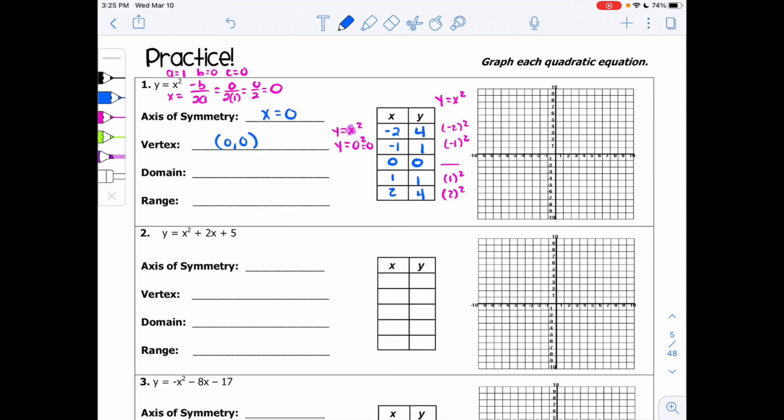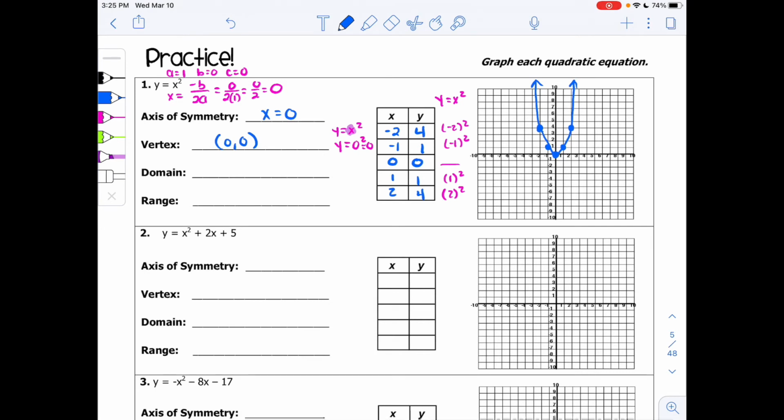So I'm going to start with my origin, 0, 0. Then I'm going to graph my negative values, -2, 4. I go to the left 2 and up 4. -1, 1. 1, 1. And 2, 4. And remember, this is a parabola, so the left side and the right side should mirror each other. They should be symmetric. So that's what you're looking for, is kind of that V shape. And then once you have that, you can connect your points, making your parabola.